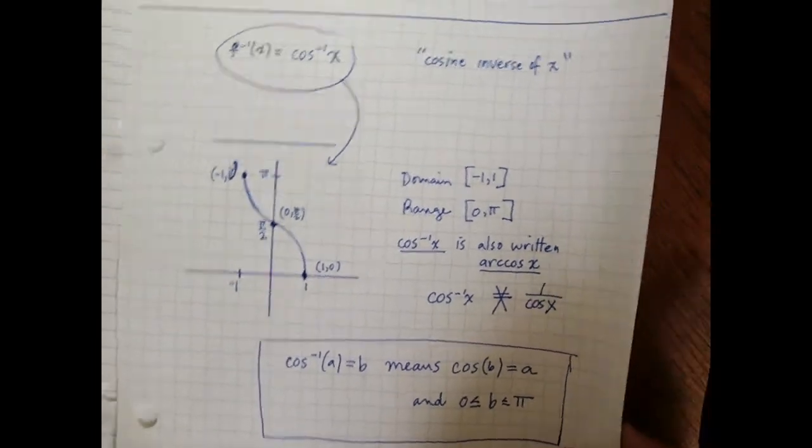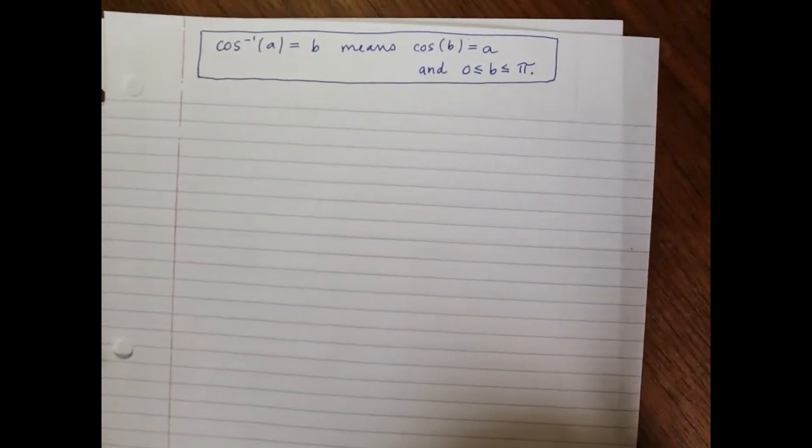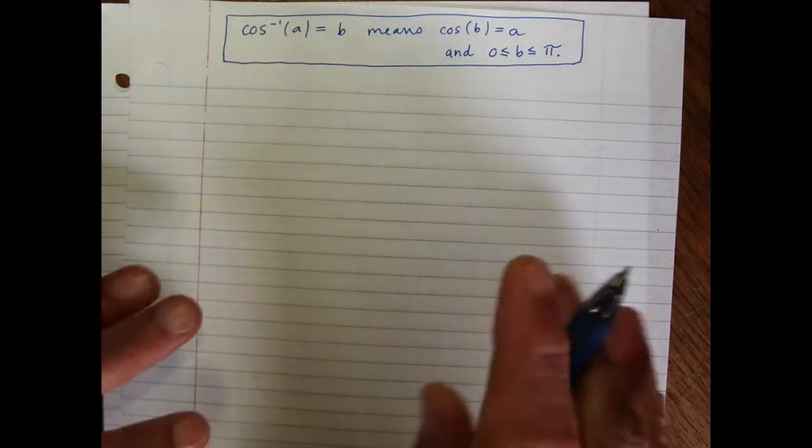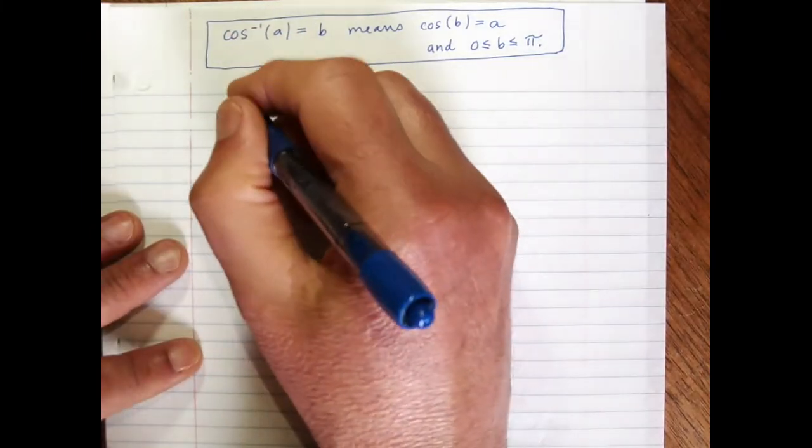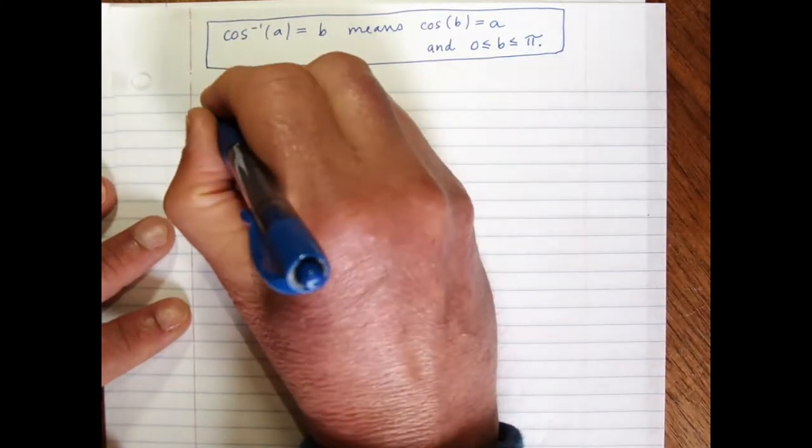Okay, so now I think we're ready. We're going to do a few problems right in this video. And up at the top of my sheet here, I have, just as a reminder, our relationship between cosine and inverse cosine, our defining relationship. And so let's go right into some exercises.